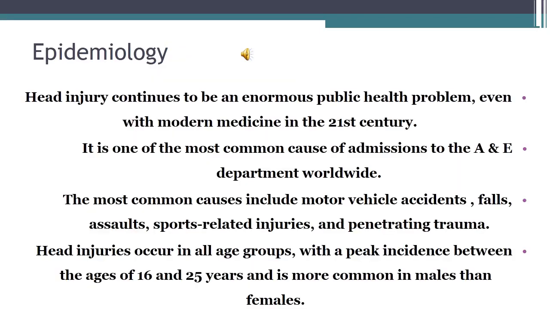Head injury continues to be an enormous public health problem, even in the 21st century with modern medicine. It is one of the most common causes of admission to the accident department worldwide. Most common causes include motor vehicle accident, fall, assault, sport-related injury, and penetrating trauma. Head injury occurs in all age groups, with peak incidence between 16 and 25 years of age, and is more common in males than females.